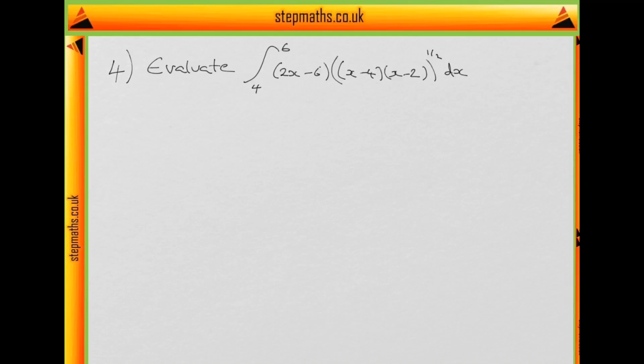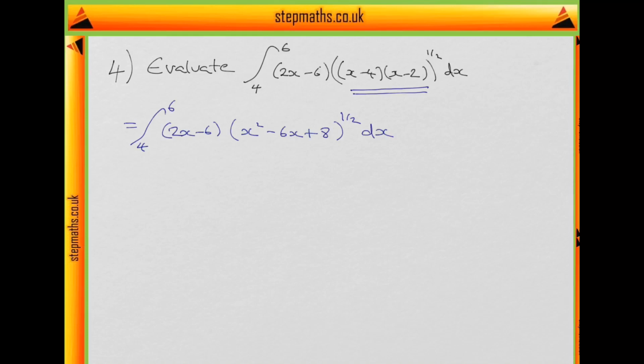Now I think this integral can look quite intimidating at first because it's not immediately obvious what you should be doing and how to first go about solving it. I think the best thing to start off would be to do the obvious thing, and that would be to expand this bracketed term in the middle of the root. So if we do that, we get the integral between 4 and 6 of 2x minus 6 times (x squared minus 6x plus 8) all to the half dx.